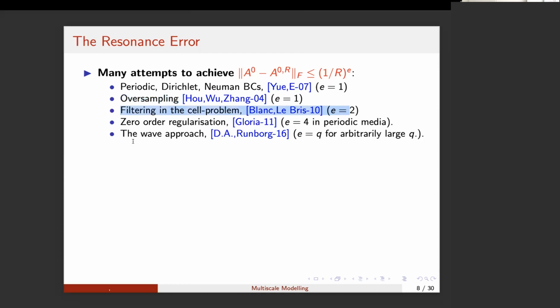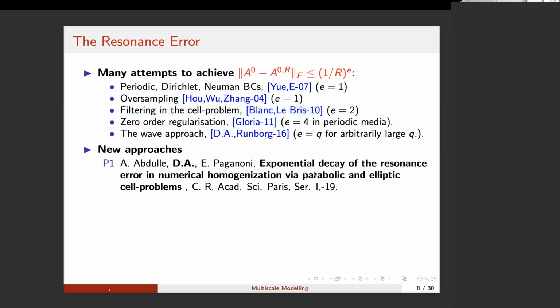And then in 2011, there is a result due to Antoine Gloria, and we will call that zero order regularization. We are going to explain it here because that's one of the methods which gives fourth order. And there was an approach based on changing the corrector problem from elliptic to hyperbolic. That's due to myself and Olof Runborg in 2016, where we could get arbitrarily high convergence rates without spending too much computational time.